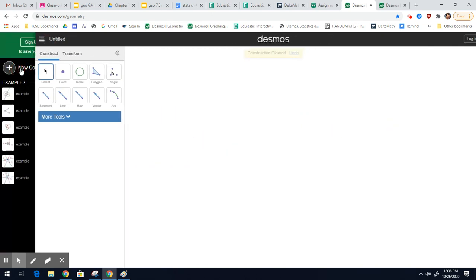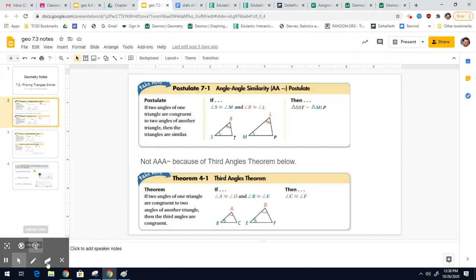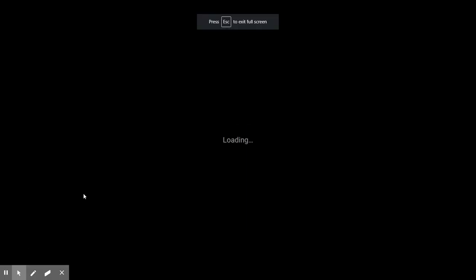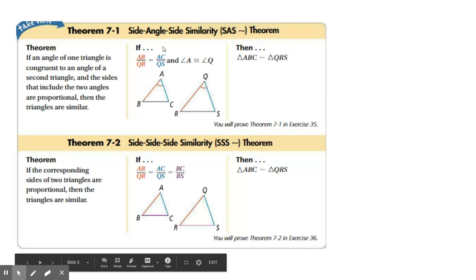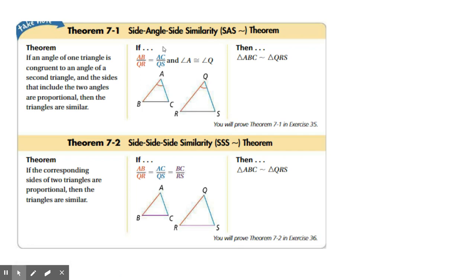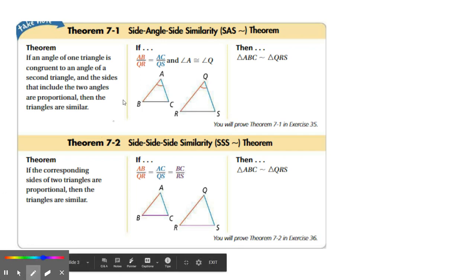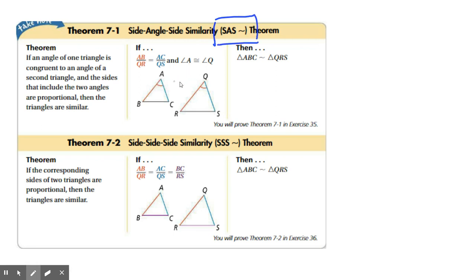Okay. All right, next idea. Let's make this bigger. So the next way is by side, angle, side. So now, if I know in two triangles that I have one pair of angles congruent, and then the surrounding sides are proportional, not congruent, not similar, but proportional. If I know this much, then I know that the triangles are similar.